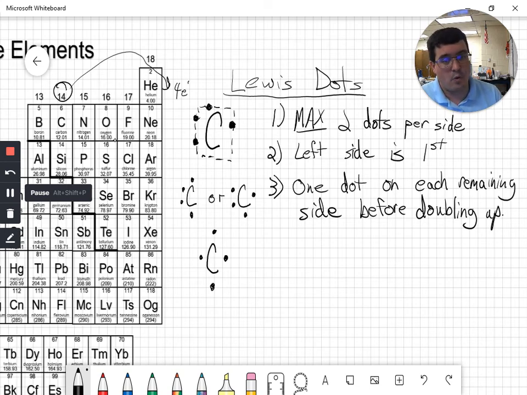So you try it for something like sulfur, for example. I'm pausing, by the way, so you can try and draw sulfur. How many valence electrons would it have? It has 6 electrons because sulfur is in group 16. 16 minus 10 is 6. So we have to start with 2 dots on the left. That's 1 and that's 2. We now have 4 dots left because 6 minus 2 is 4. And so we have to put 1 dot on each side.